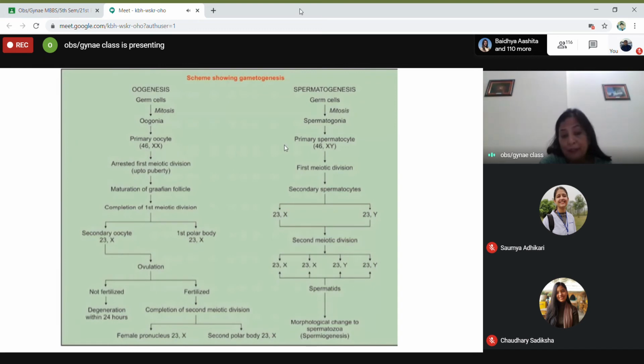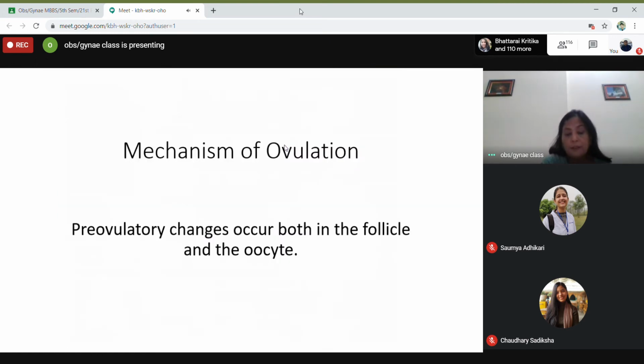In the male, in spermatogenesis, germ cells go into mitotic division and form spermatogonia, and like that they will form spermatids at the end. These spermatids undergo morphological changes into spermatozoa on their way up to the female genital organ, up to the fallopian tube. This is gametogenesis. Now I'm talking about the mechanism of ovulation.